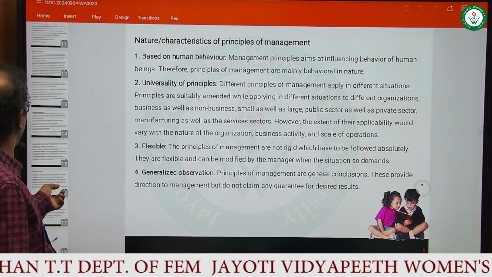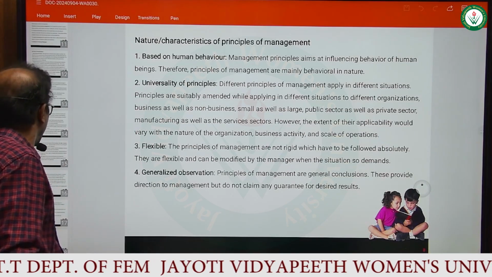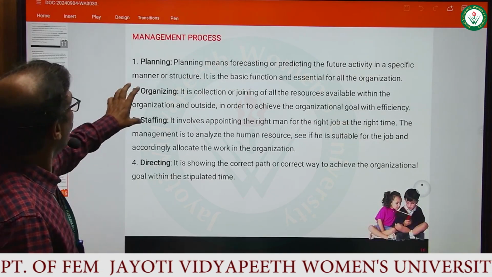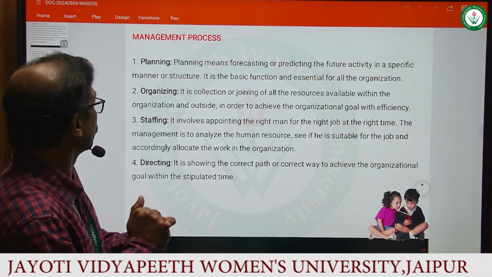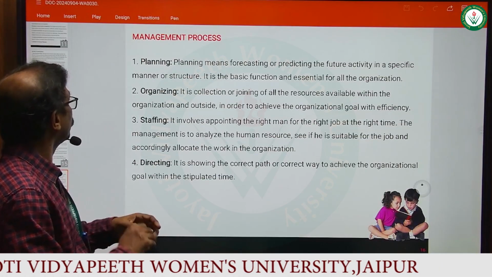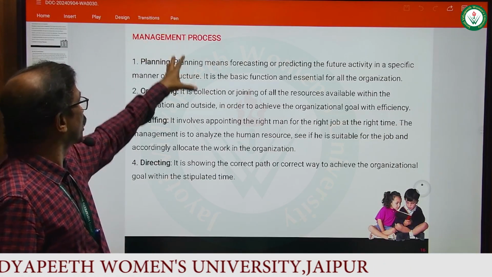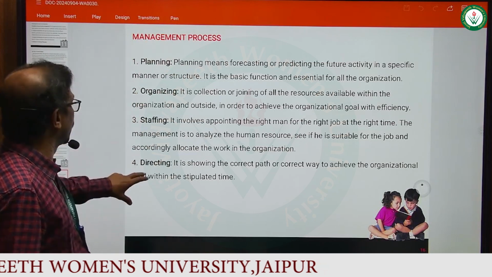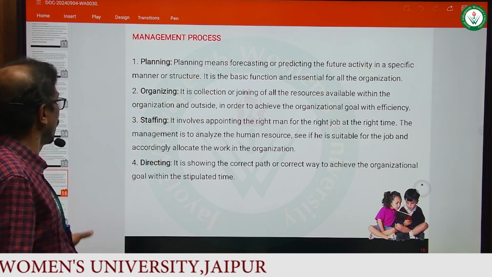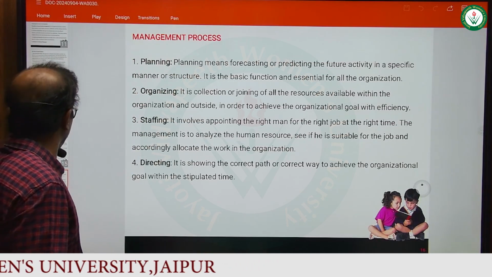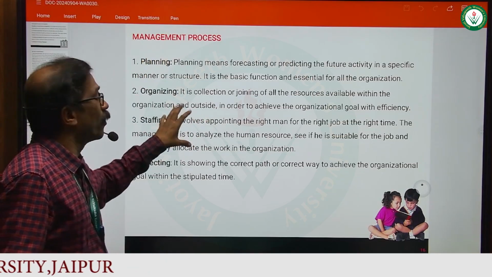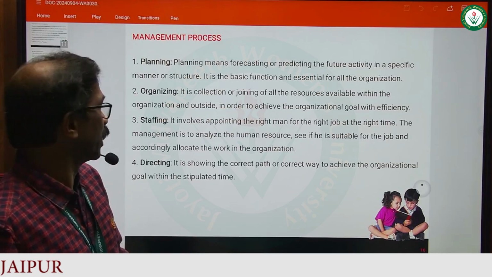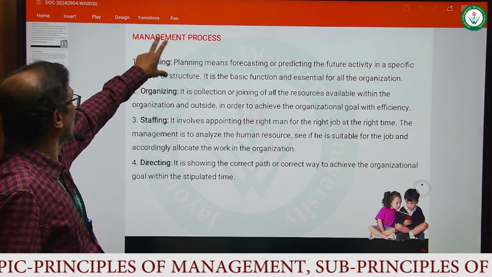So let us see the management process. How is the management process functioning? The management process consists of planning, organizing, staffing, directing, controlling, coordinating, and reporting. This is generally known as POSDCORB. We will discuss this concept in detail.